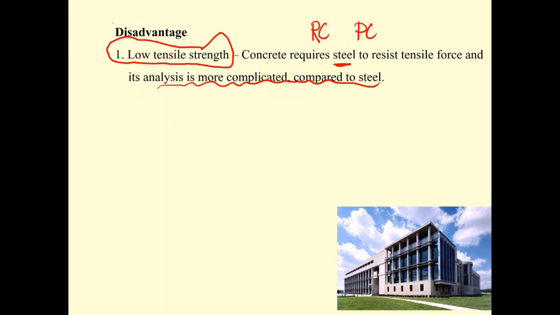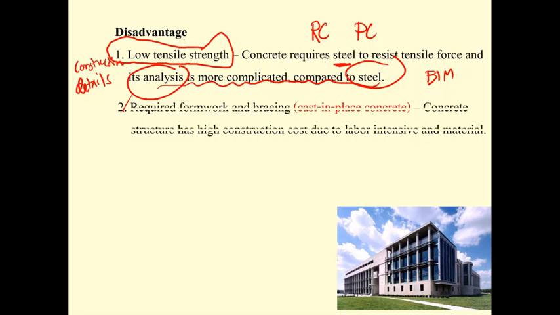And also not only the analysis and design, it also has the detail. Okay, the construction detail is also more complicated than steel. But anyway, today it's not that hard. You may use a program called BIM, okay, to do that design analysis and construction detailing. It requires formwork and bracing, especially for cast-in-place concrete.